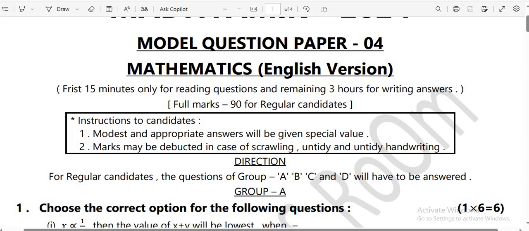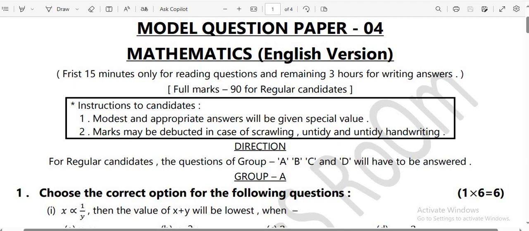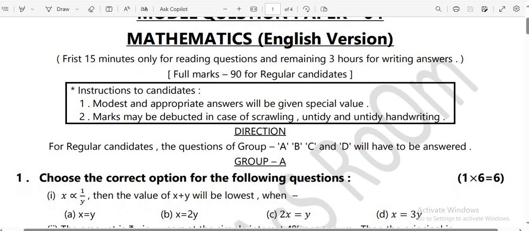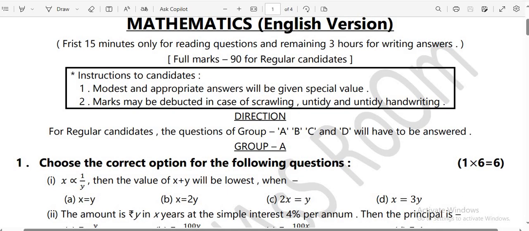First 50 minutes only for reading the question and the remaining 3 hours for writing answers. Full marks 90 for regular candidates. Direction: Instructions to candidates. 1. Moderate and appropriate answers will be given special value.